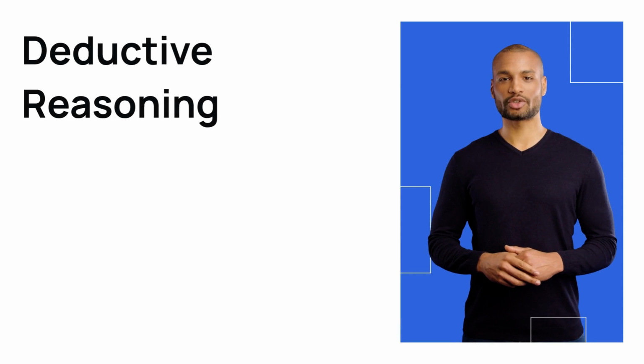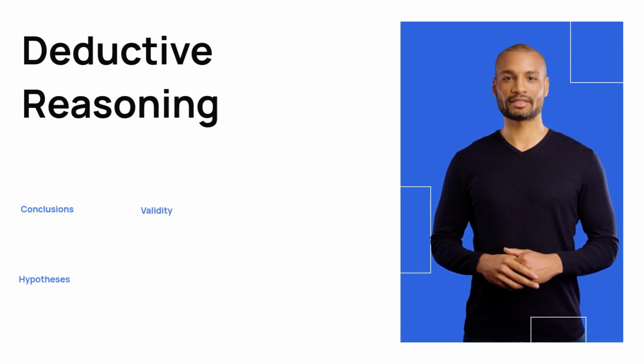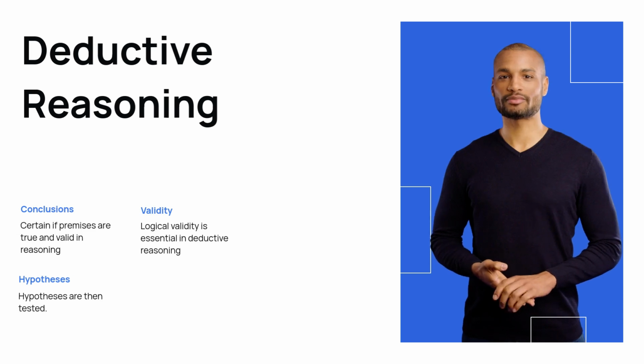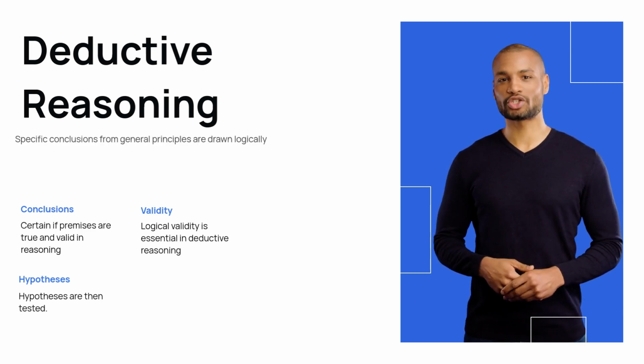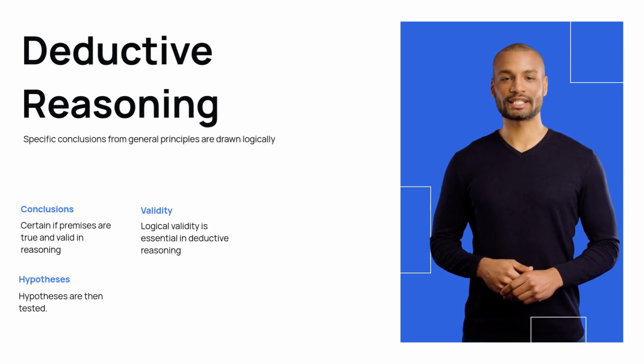Deductive reasoning goes from general to specific. It draws specific conclusions from general principles. Conclusions are certain if premises are true. Deductive reasoning requires logical validity. This method is used to test hypotheses.